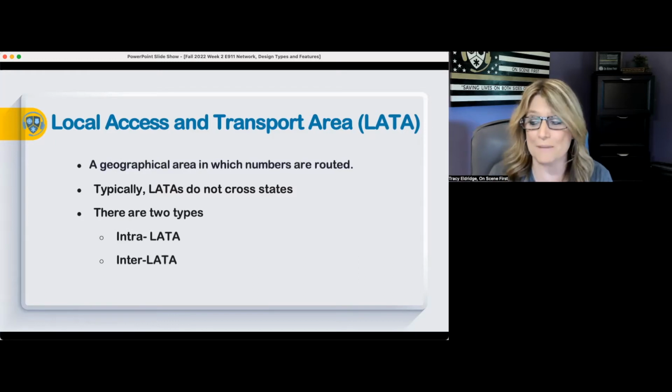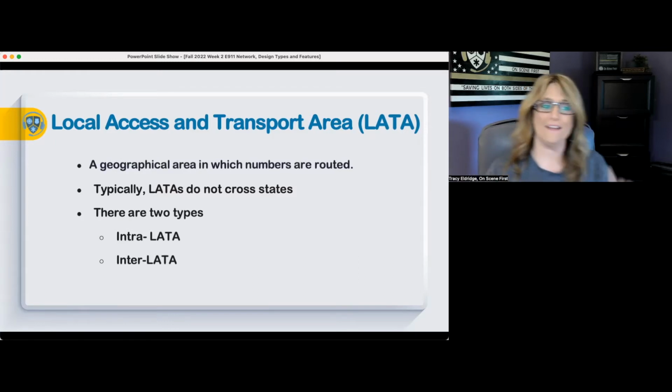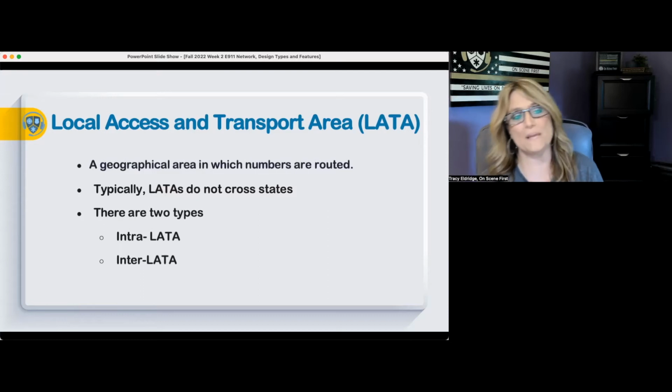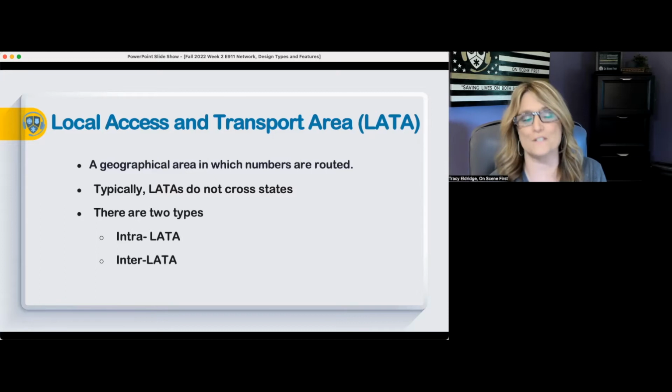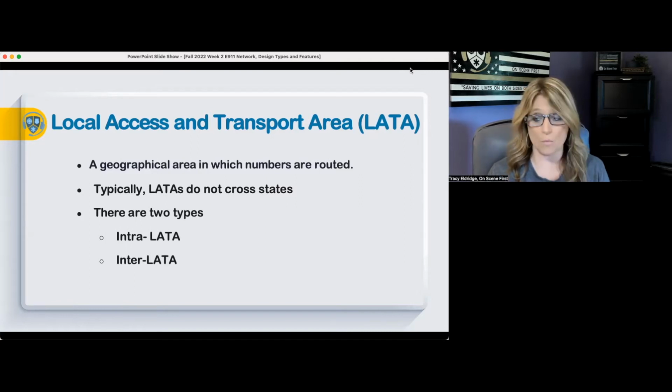I did add a little bit from the last session. So if you took the last session, I'm going to add one more piece because somebody identified it as being a part of what we should know. LATAs, local access and transport areas, are geographical areas in which numbers are routed. So where the call is going to get routed is based on where the switch is. I'm sure you've heard some of these terms, but we are going to talk about switches and switching and what it all is.